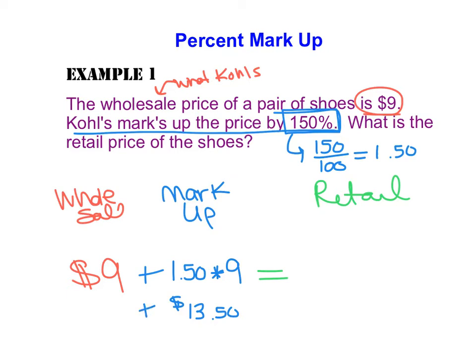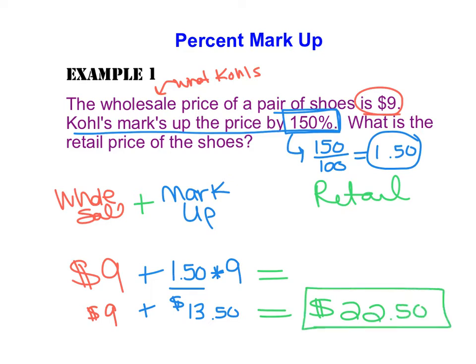So what you can see here is we take the original $9 that Kohl's paid, and we mark up the price by 150%. We do that by taking $9 and multiplying it by 150% as a decimal, which is $13.50. Then we take those two numbers, the wholesale price and the markup, and add them together. When we add them together, we end up with a price of $22.50. So as we calculate percent markup, we're calculating what Kohl's charges for this pair of shoes.